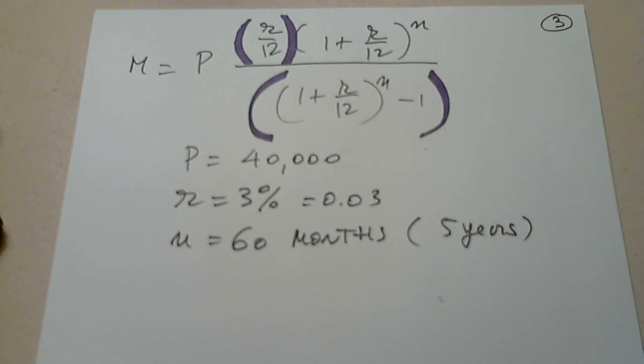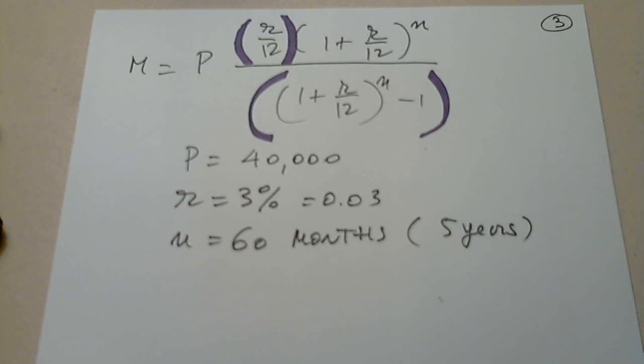Careful with these parentheses. Good. Parentheses. No, sorry, we have to start with the amount, 40,000. Parentheses for 0.03 divided by 12. Close. Open. Again. 1 plus 0.03 divided by 12 again with a caret, because this has a power, and the power is 60 months.